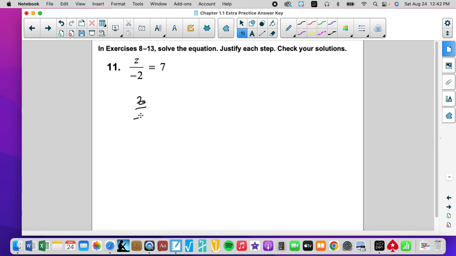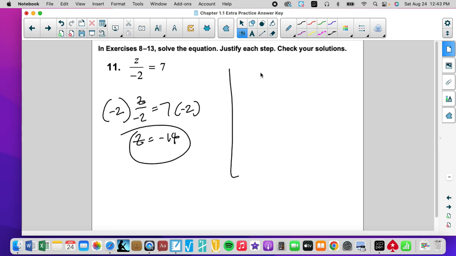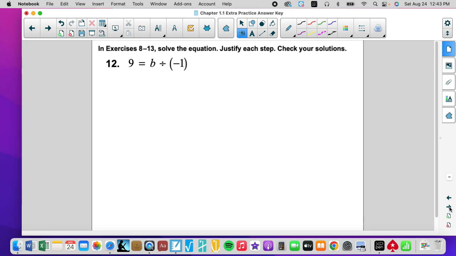Z divided by negative 2. Inverse of dividing by negative 2 is multiplying by negative 2. Z equals negative 14. Check it out. Negative 14 divided by negative 2. 14 divided by 2 is 7. A negative divided by a negative is positive. And we get the correct answer.